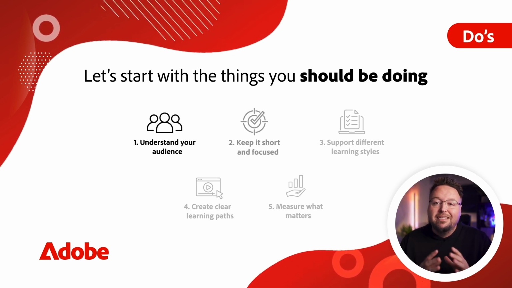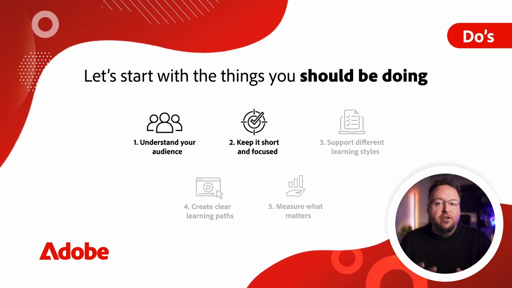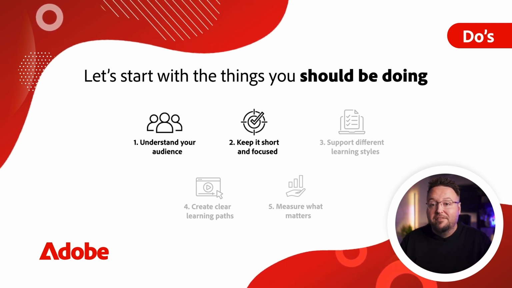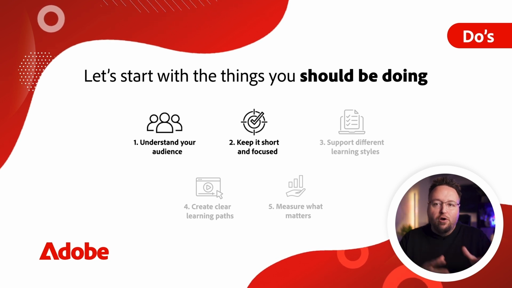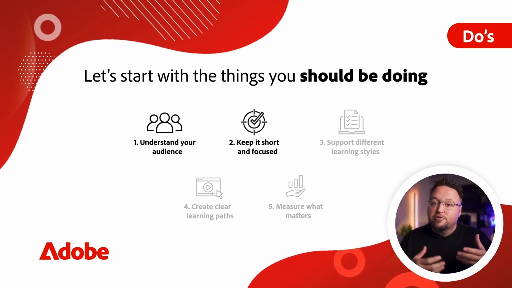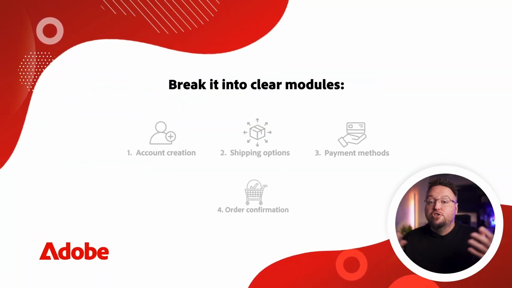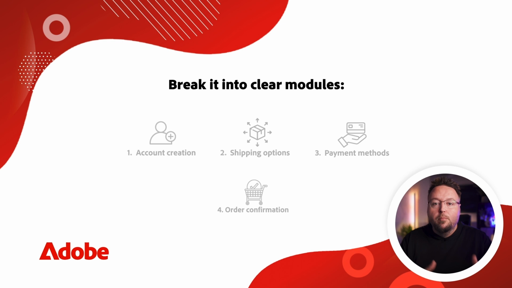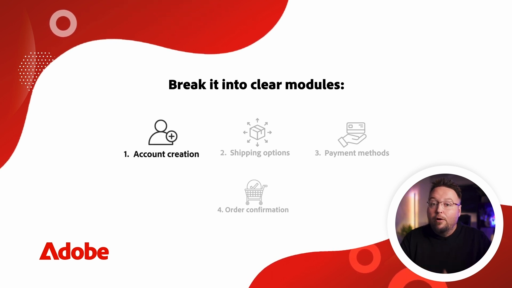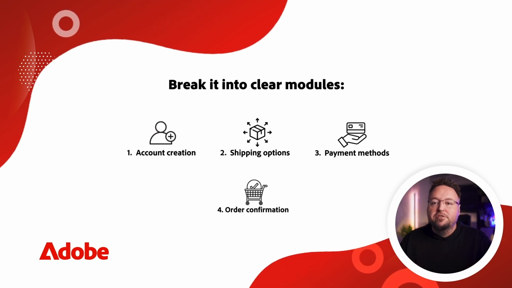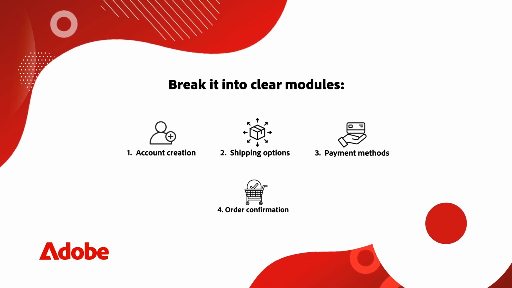Number 2, keep it short and focused. No one wants to sit through a 25-minute tutorial just to find the one thing that they need. Instead of creating long, all-in-one training sessions, break things down into short, focused lessons that answer specific questions. For example, instead of covering your entire checkout process in a single video, break it into clear modules like account creation, shipping options, payment methods, and order confirmation. That way, customers can quickly find the information they need without feeling overwhelmed.